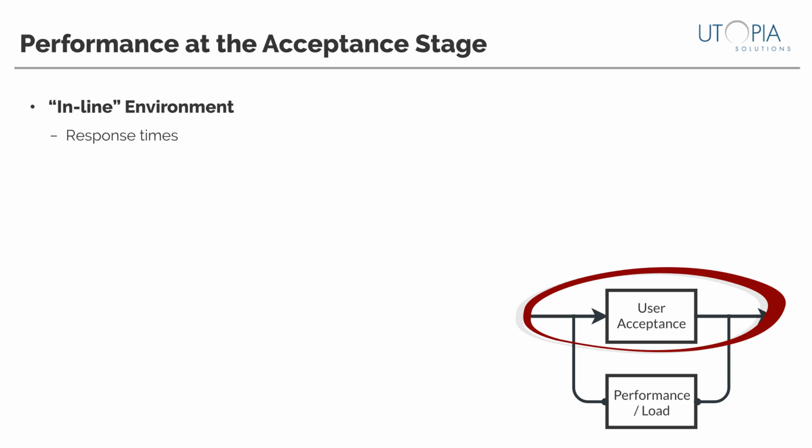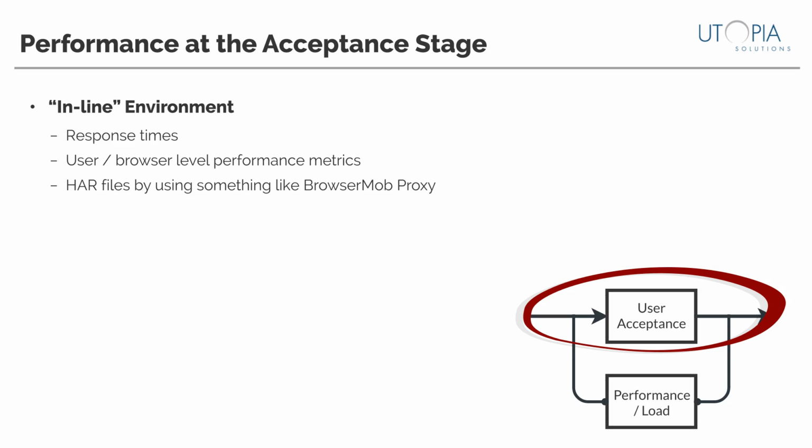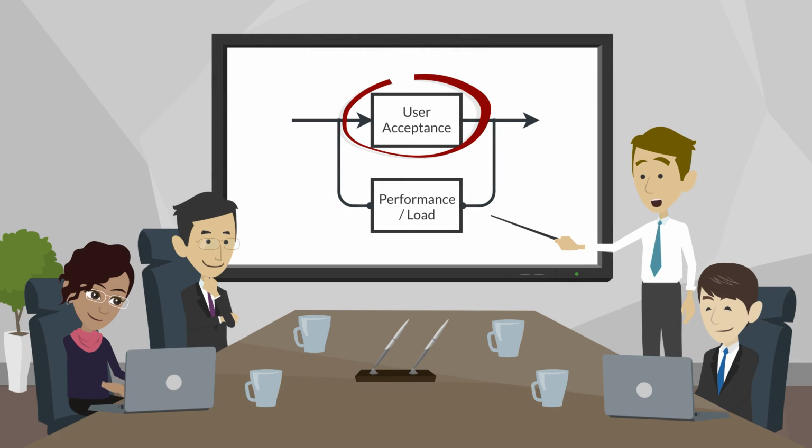Typically, we'll capture response times as well as user and browser level performance metrics. And we may even capture HAR files by using something like Browser Mob Proxy. The data can be saved off as part of your execution results and then dumped into a time series database for later analysis if necessary. Ideally, you'll be executing your component level tests on every deployment with the dependencies mocked.